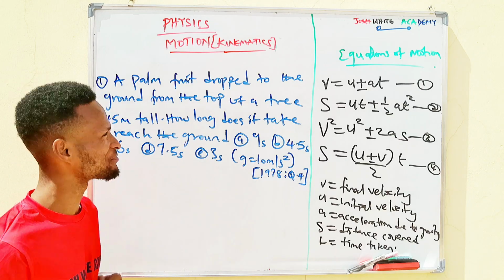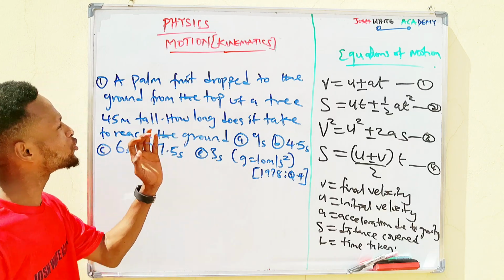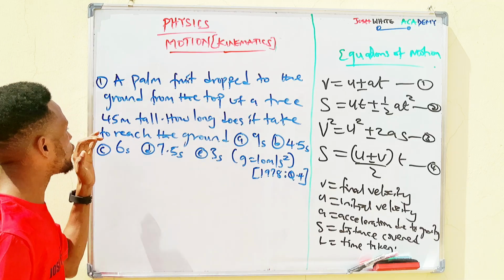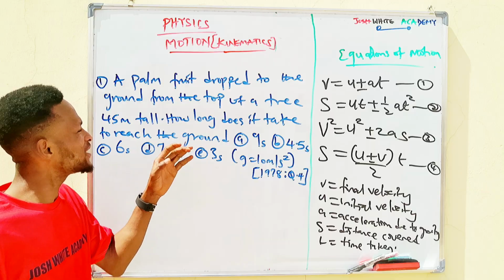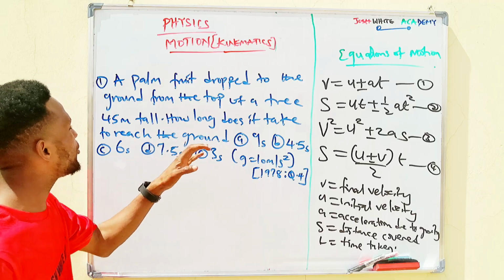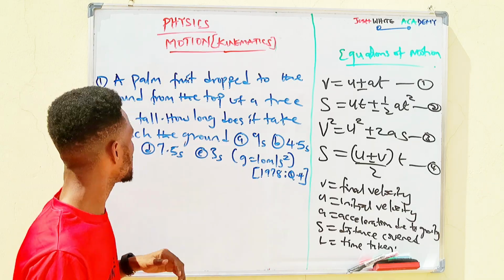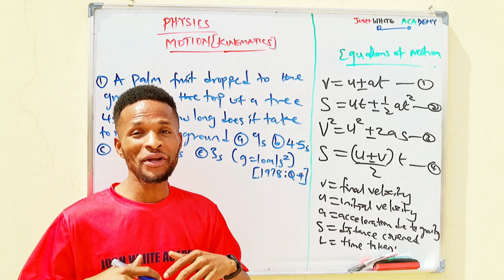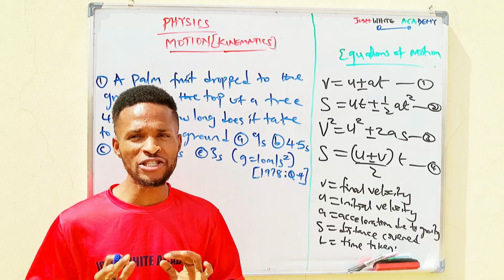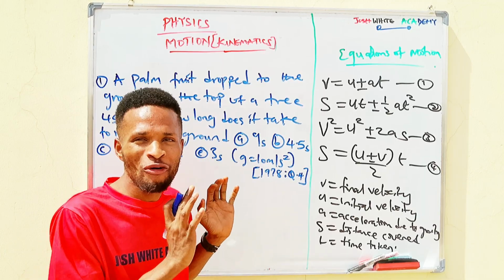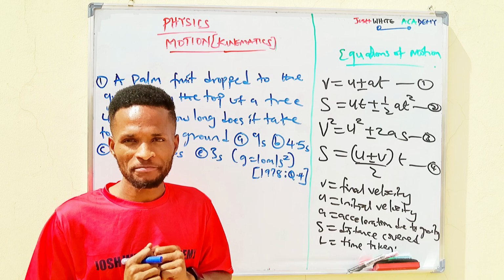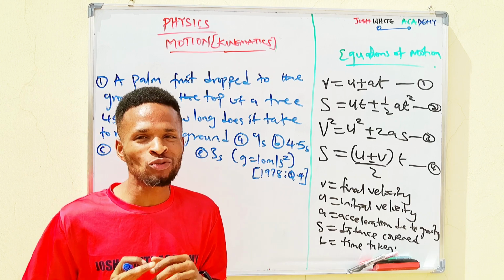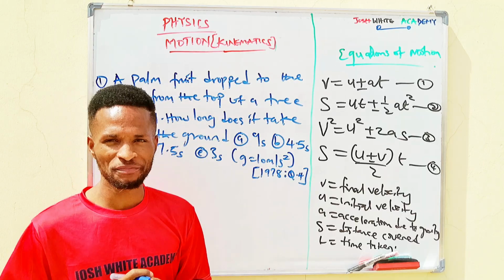The first question. A palm fruit dropped to the ground from the top of a tree, 45 meters tall. How long does it take to reach the ground? Remember from the previous video of the 7 steps I showed you on how you can use to solve any physics problem. So we'll be applying it to solve these questions. Remember, the first thing I say, identify the topic. So we will not be needing that one because we already know our topic is motion.